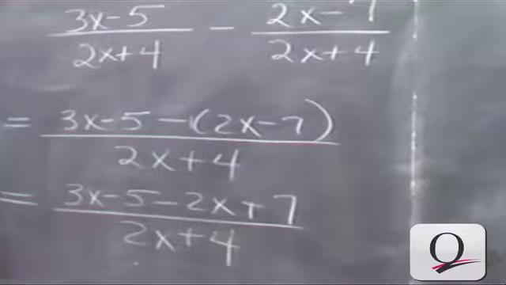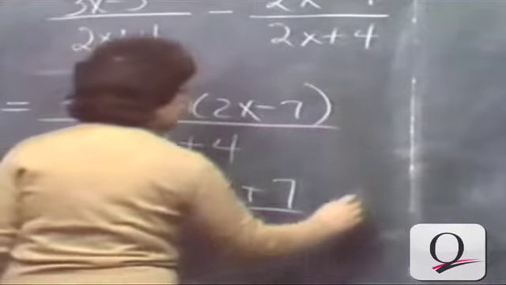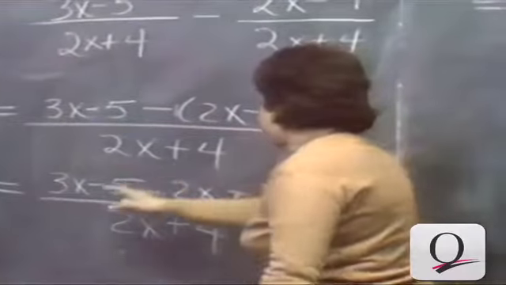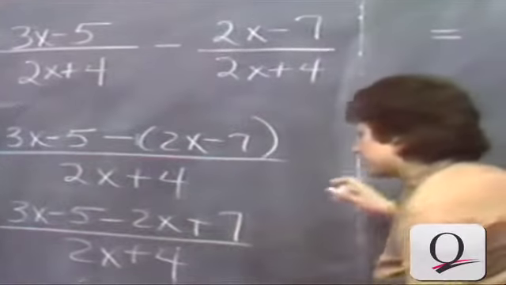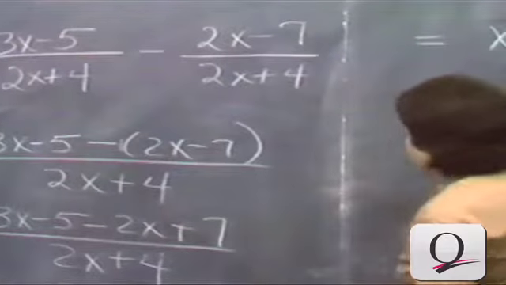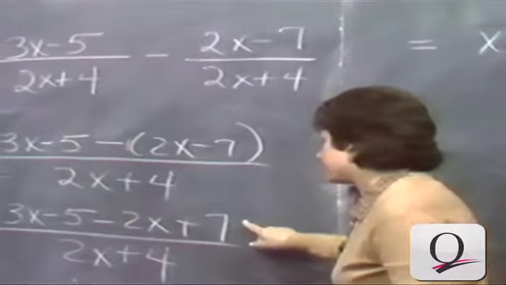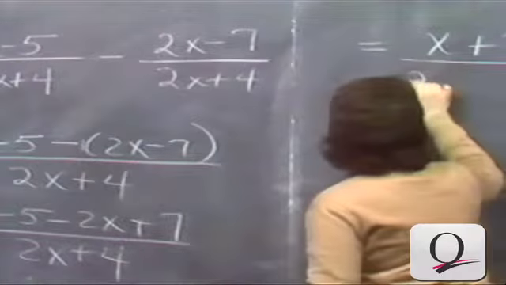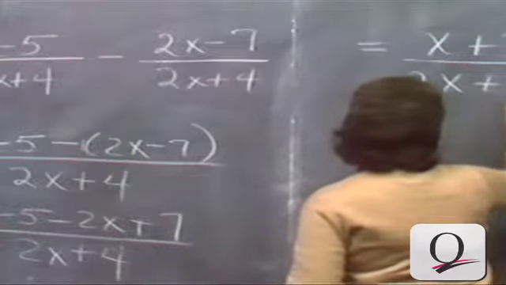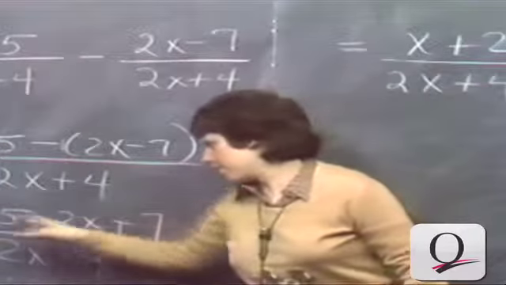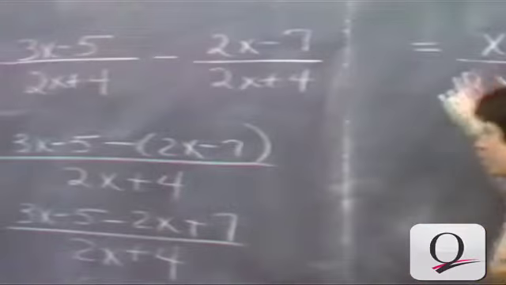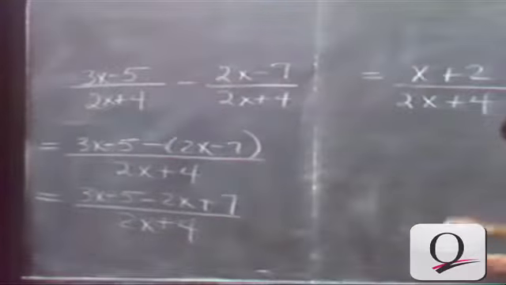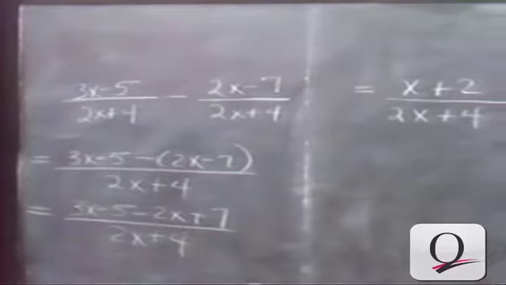And we can combine, and we get 3x minus 2x, that's x. Combining like terms, minus 5 plus 7, that's plus 2, all over 2x plus 4. 3x minus 2x gave us the x. Minus 5 plus 7 gives us a plus 2.